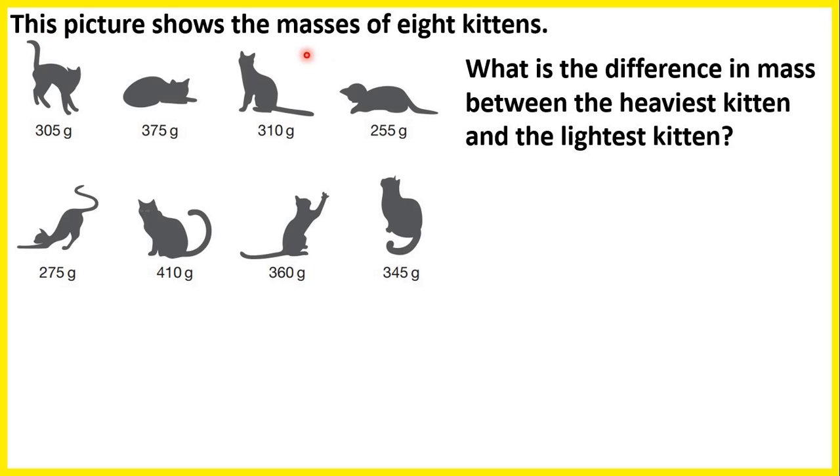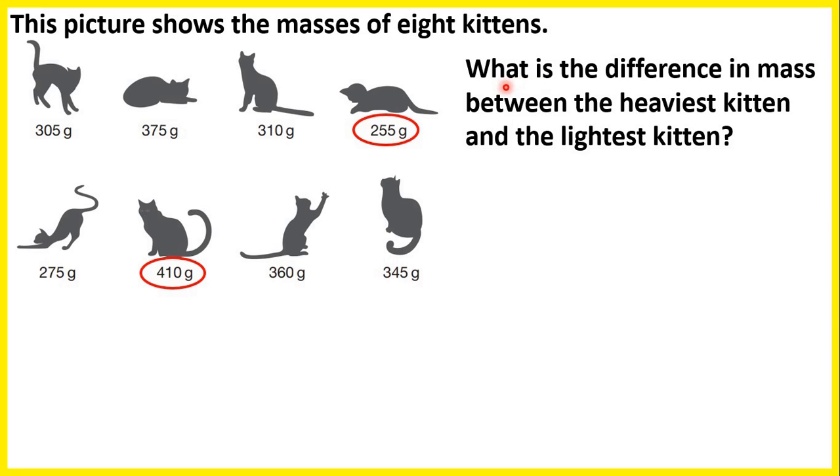This picture shows the masses of 8 kittens. What is the difference in mass between the heaviest kitten and the lightest kitten? So the heaviest will be the kitten which weighs the most, so we need to find the largest number. And that's 410, because we have a 4 in the hundreds, and all of our other numbers have either a 2 or a 3 as the hundreds digit. And then the lightest kitten is 255 grams.